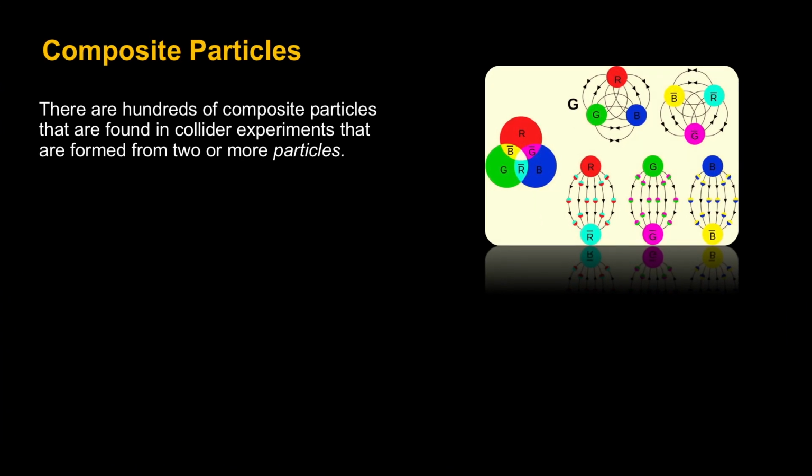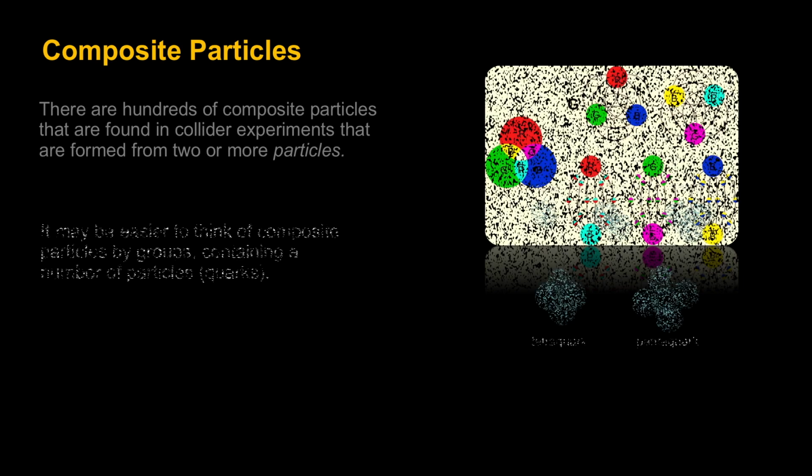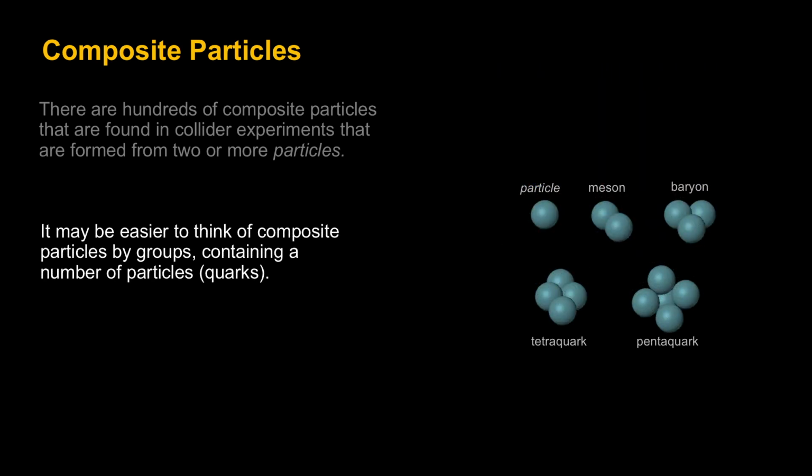Phase 3 is composite particles. Now, there's hundreds of composite particles, and it's incredibly confusing. They're found in collider experiments, but basically it's two or more particles forming another particle. It might be easier, instead of memorizing and learning hundreds of these particles, to think of them as groups. A particle merges two or more of these quarks, as they're called: mesons, three baryons, four tetraquarks, five now pentaquarks. So think of them really in these groups.